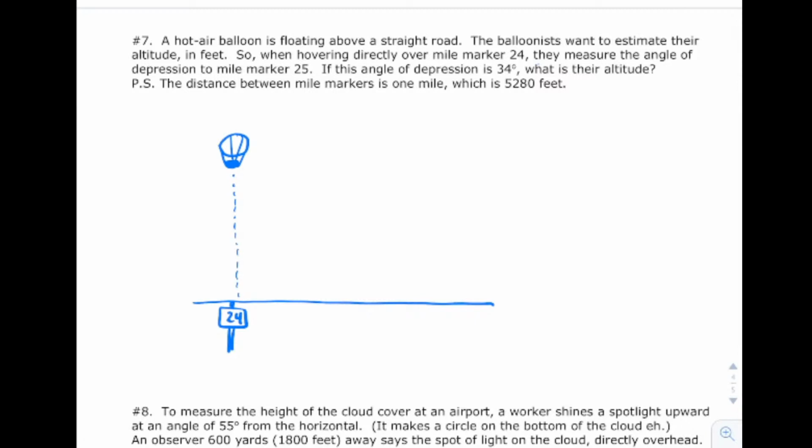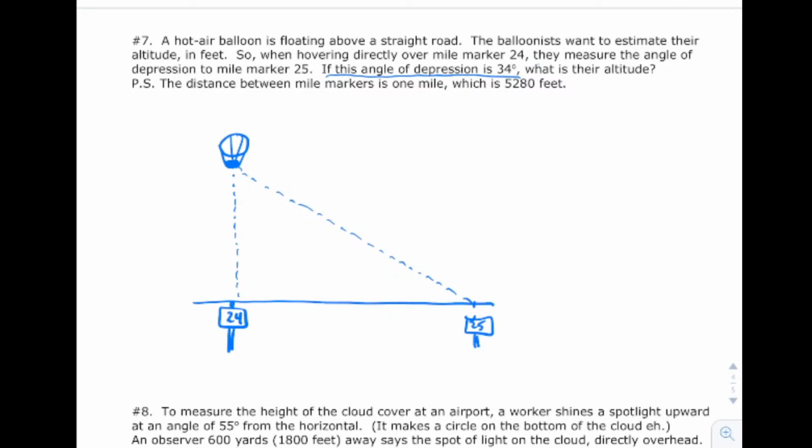Anyway, when the balloon is hovering above mile marker 24, they measure the angle of depression of mile marker 25. Here's mile marker 25 over here. It's got a 25 on it. They measure the angle of depression, which basically means they're looking down at it. This is not necessarily to scale, but there's a 34-degree angle of depression somewhere.